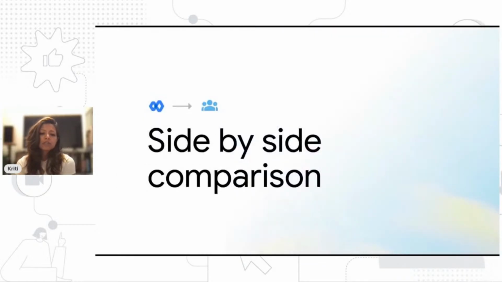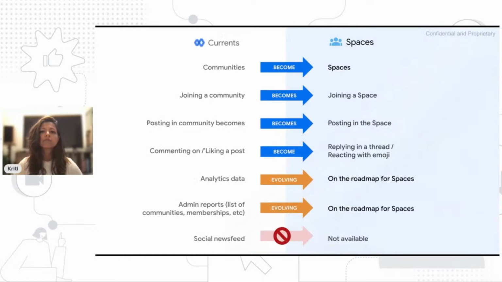So now let's take a look at a side-by-side comparison of both Currents and Spaces. We will walk through some of the most common scenarios that were used in Currents and take a look at how that experience might look in Spaces. So just quickly, when we migrate the content over, this is showing what features will be available in Spaces on the day of migration, and what are some of the features that are still in progress and will be available post-migration.